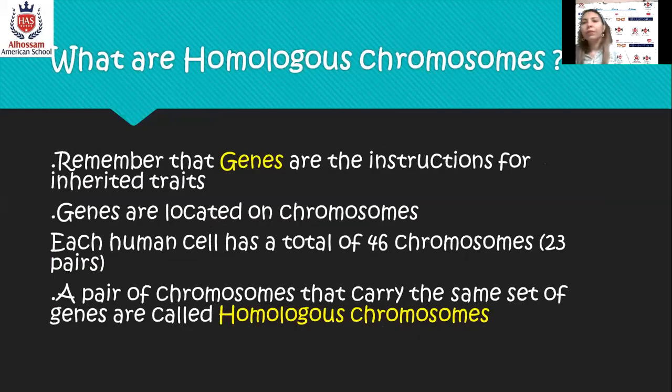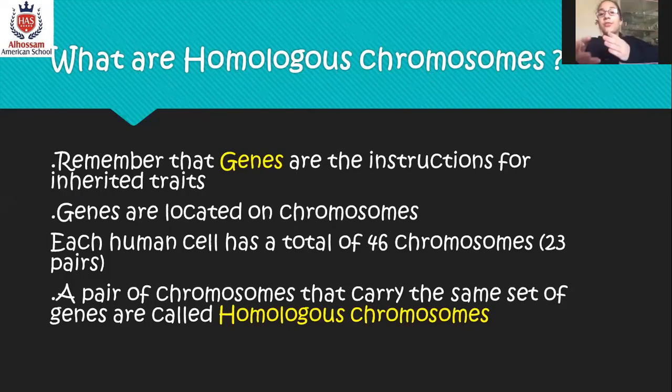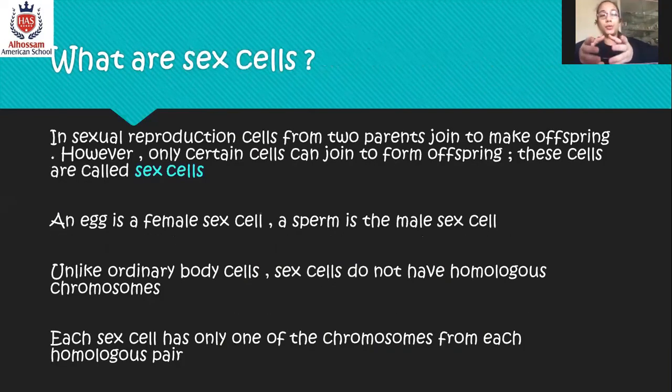What are homologous chromosomes? So we remember that genes are the instructions that carry the inherited traits. As I said before, offspring take their genes from their parents. Their genes are passed on from their parents, half from the mother and half from the father. Genes are always located on chromosomes. Each human cell has a total of 46 chromosomes or 23 pairs. So when two cells fuse to form an offspring, 23 chromosomes come from the mother and 23 from the father.